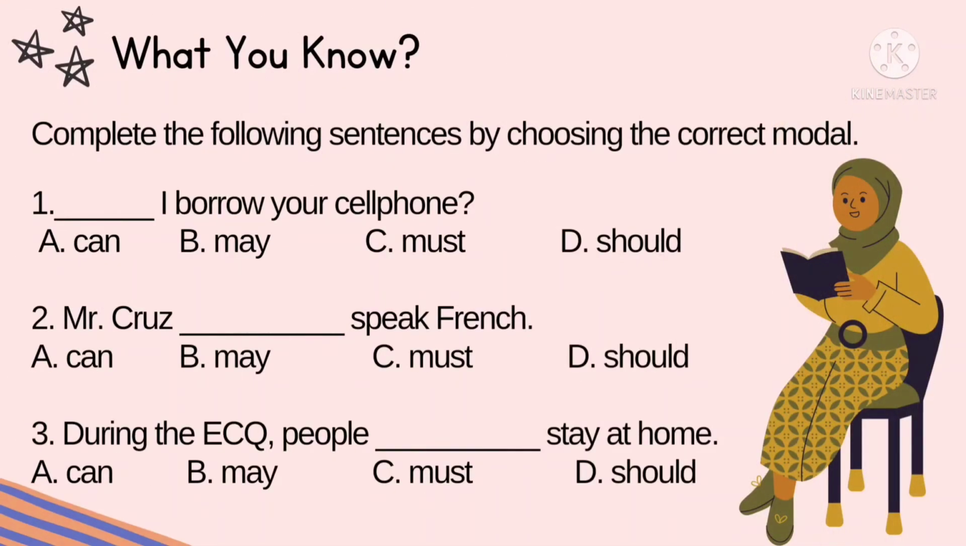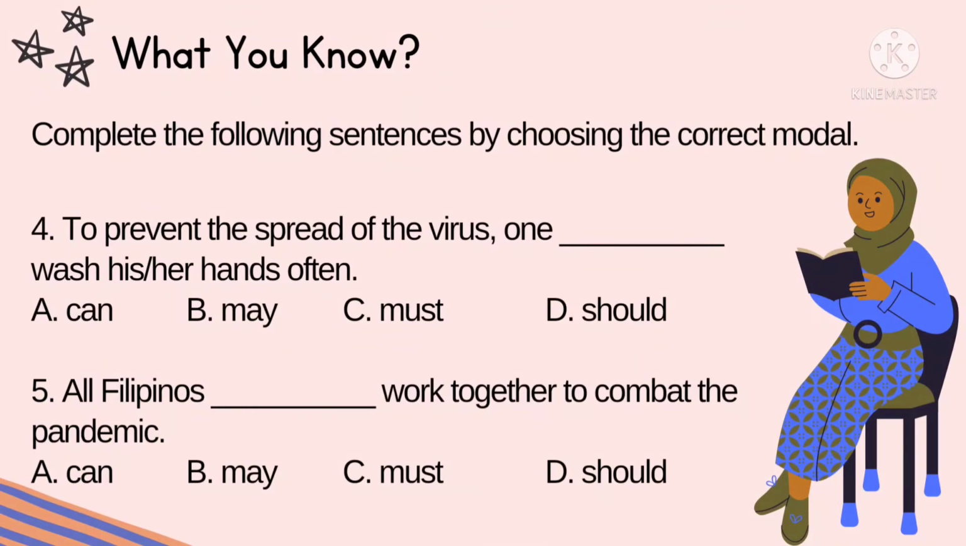This time, let us complete the following sentences by choosing the correct modal. Number 1. Blank, I borrow your cell phone. Number 2. Mr. Cruz, blank, speak French. Number 3. During the ECQ, people blank stay at home. Number 4. To prevent the spread of the virus, one blank wash his or her hands often. And number 5. All Filipinos blank work together to combat the pandemic.